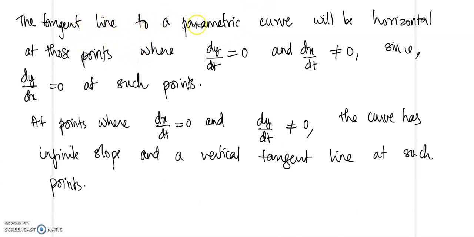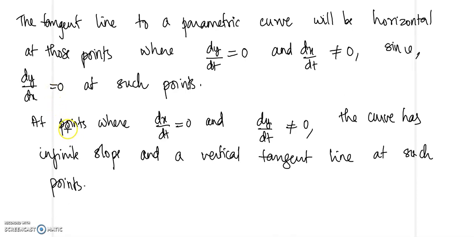The tangent line to a parametric curve will be horizontal at those points where dy by dt must be equal to 0 and dx by dt must be not equal to 0. In that case we will get dy by dx equal to 0 at such points. These are the points where the tangent will be parallel to the x-axis. So we will get a horizontal tangent line at these points.